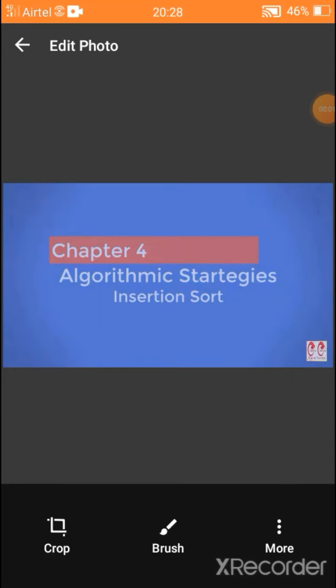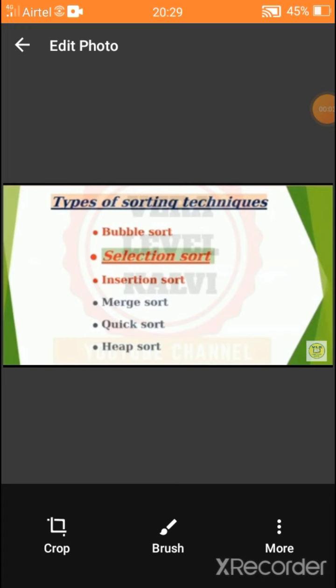Good morning, students. We are in the fourth chapter, Algorithmic Strategies. In this fourth chapter, we have already seen algorithms for searching techniques. Do you all remember what the two types of searching techniques are? Linear search and binary search. Today, we are going to see types of sorting techniques. They are bubble sort, selection sort, insertion sort, merge sort, quick sort, heap sort.